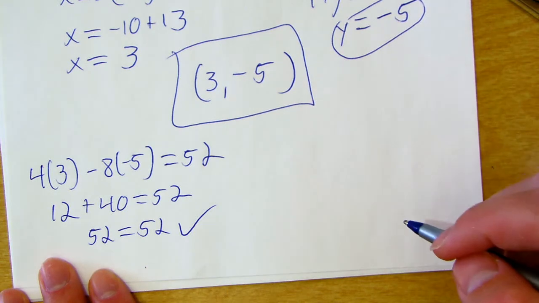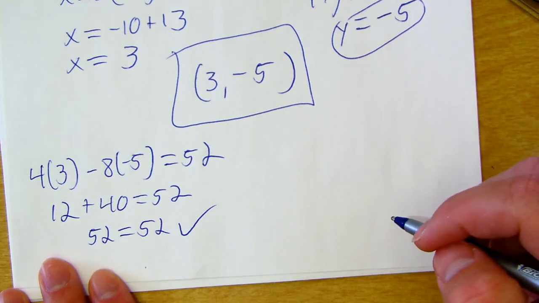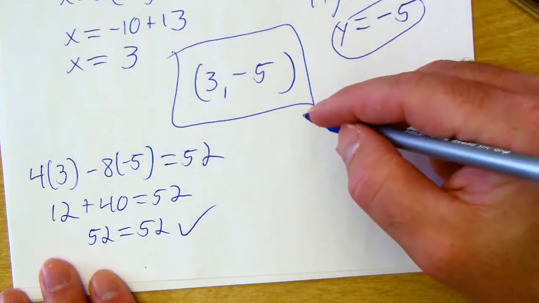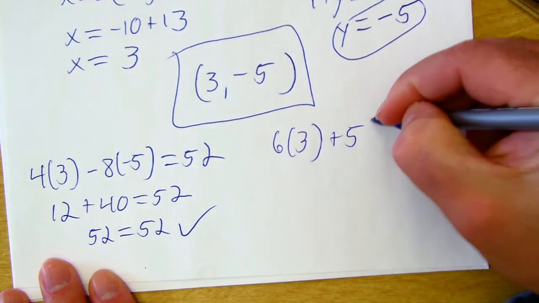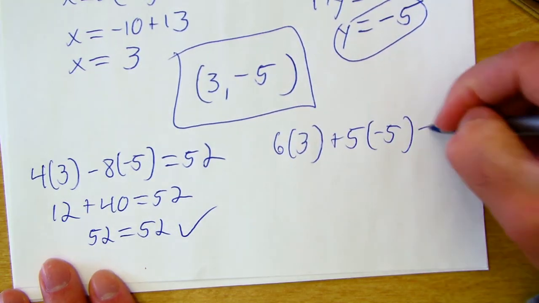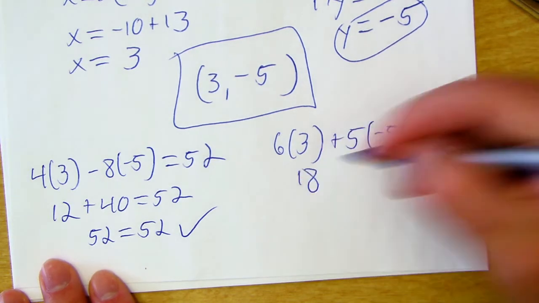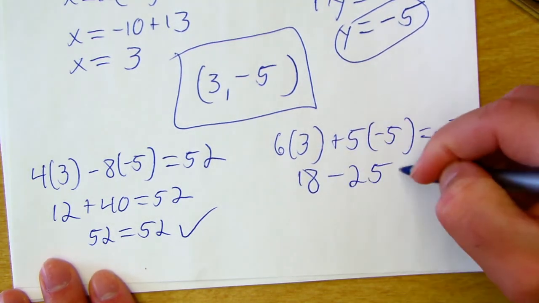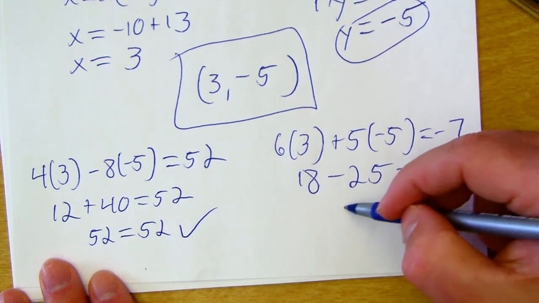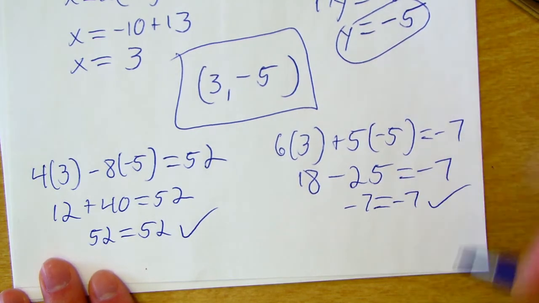Second equation then. You get 6 times 3 plus 5 times negative 5 equals negative 7. So it's going to be 18 minus 25 equals negative 7. 18 minus 25 is negative 7, so that all works out.